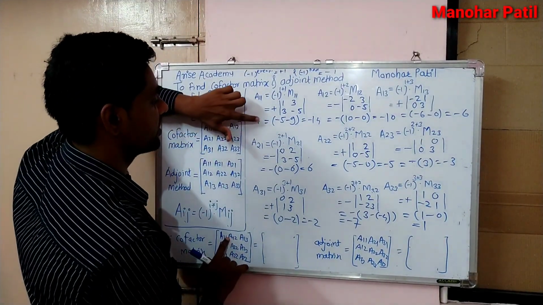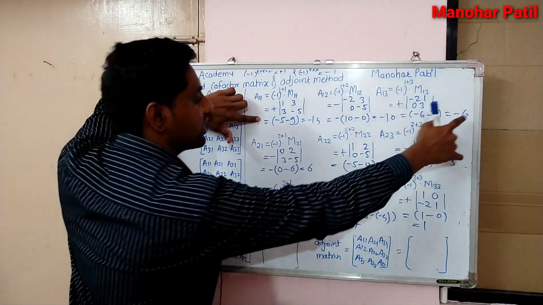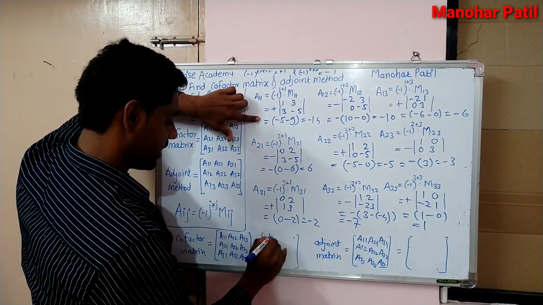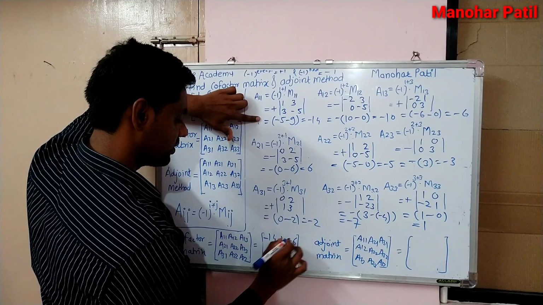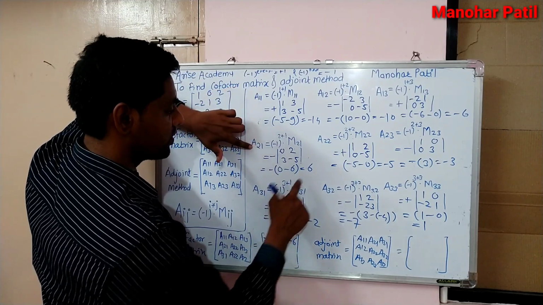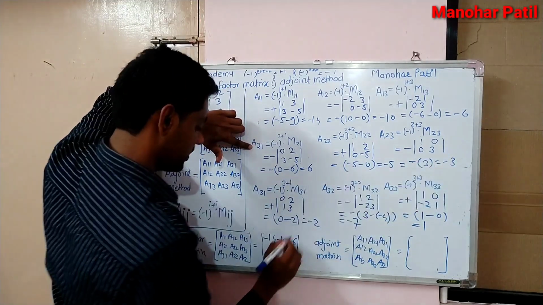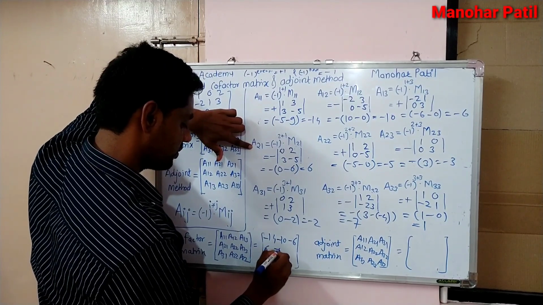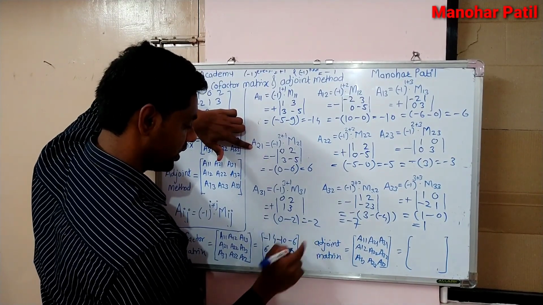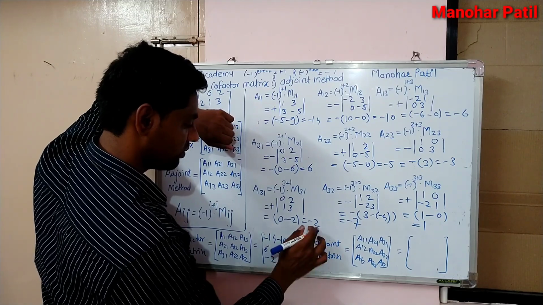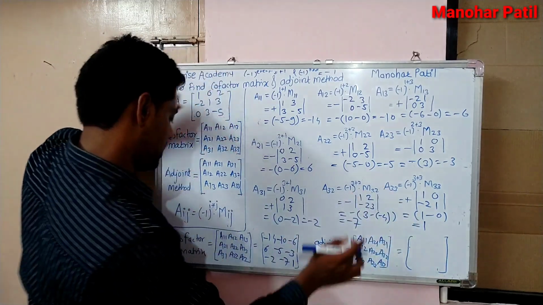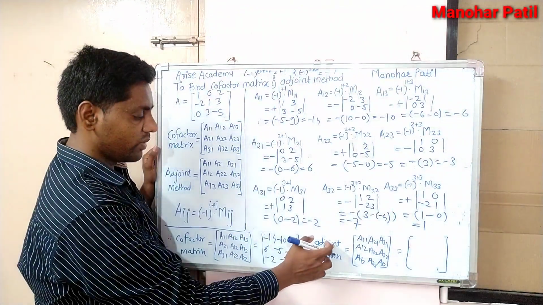So write down all elements. So minus 14 minus 10 minus 6. Next, 6 minus 5 minus 3, and the last one minus 2 minus 7 1. We know how to write the adjoint matrix.